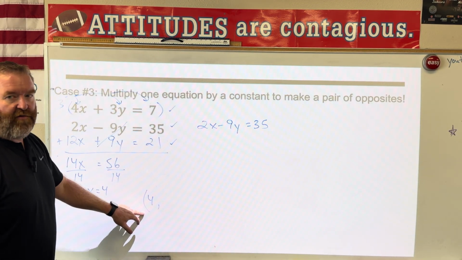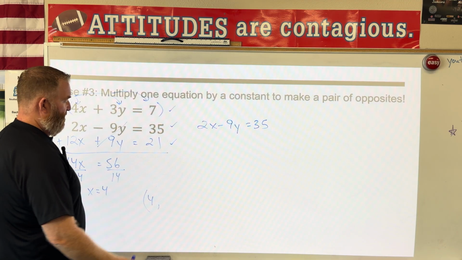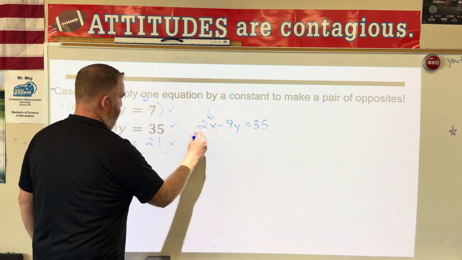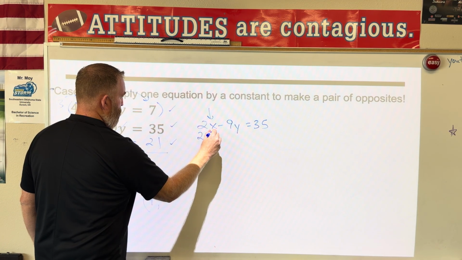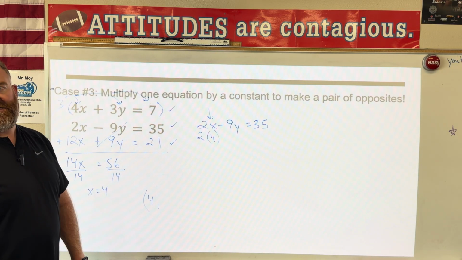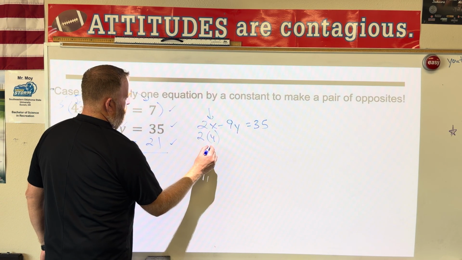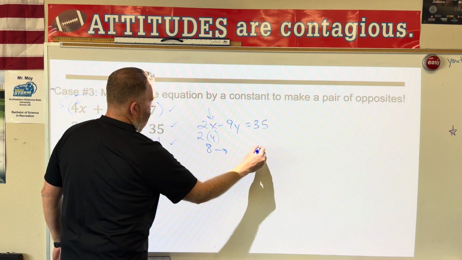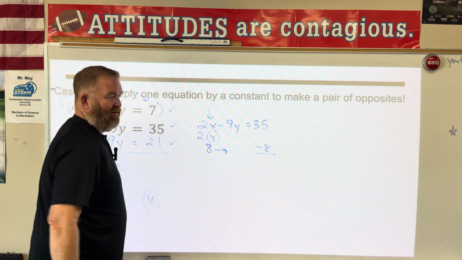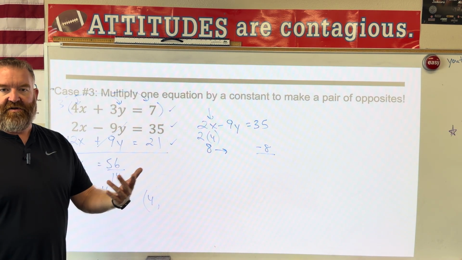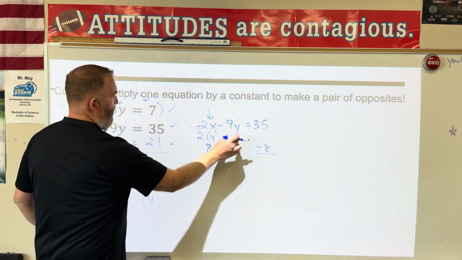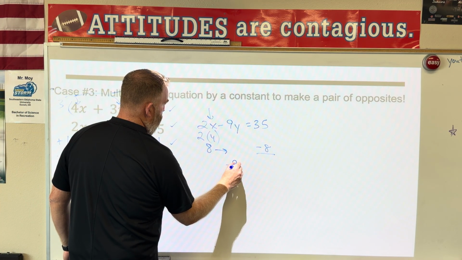What did I solve for already, guys? So I'm going to go up here and I'm going to plug in for x. X is what number? 4. Now this will be my chicken scratch, by the way. What's 2 times 4? 8. And then I move it over. It becomes a negative 8 over here. Yes? This is how I would do it, like once I start getting the hang of it. Okay? I bring down the negative 9y.